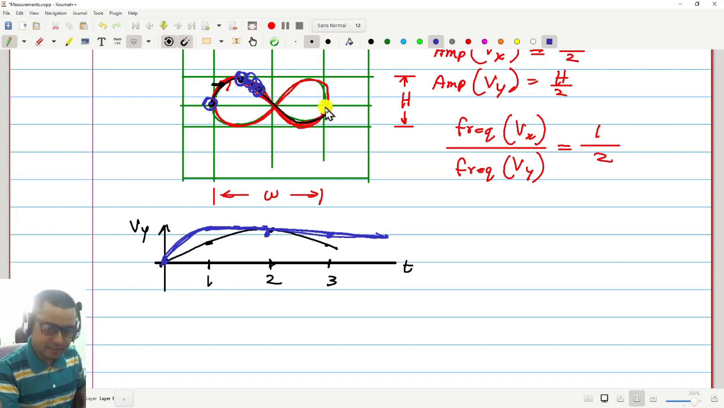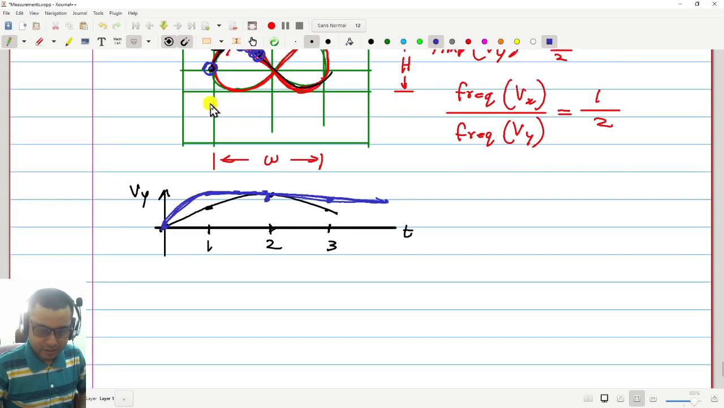I don't know that, but one thing is for sure: by the time the horizontal voltage has completed one cycle, left, right, left, the vertical one has completed two cycles, up, down, 0. So from that I am saying that one frequency is double the other.